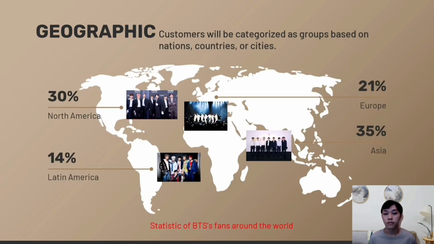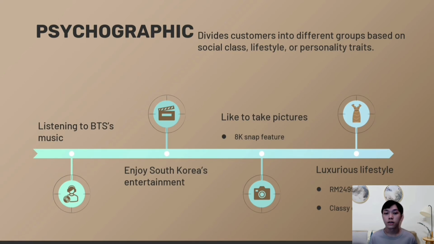The second segmentation basis used by Samsung is geographic, where customers will be categorized into groups based on nation, countries, and cities by Samsung. Collaborating with BTS in the video, Samsung is considering customer groups around the world, as BTS are famous in America, Europe, and obviously Asia. Not only that, Samsung is also one of the largest manufacturers of phones, meaning they look at customers in both urban and rural areas. Next one is psychographic.